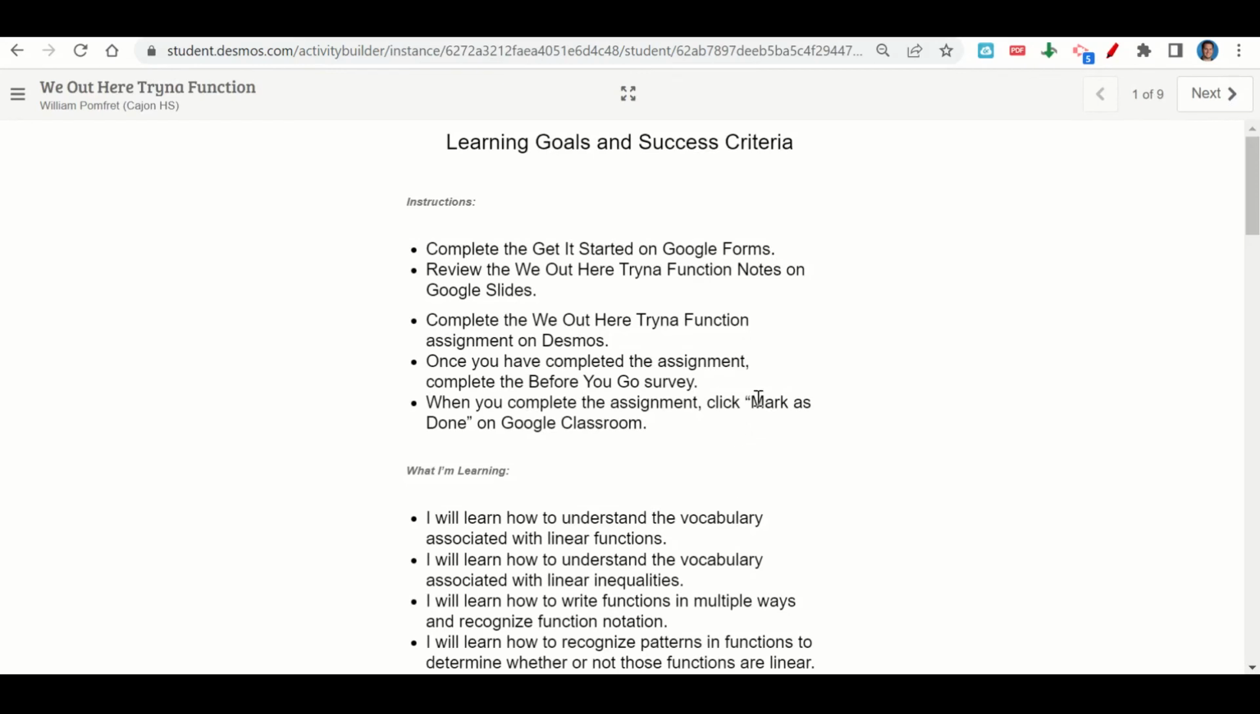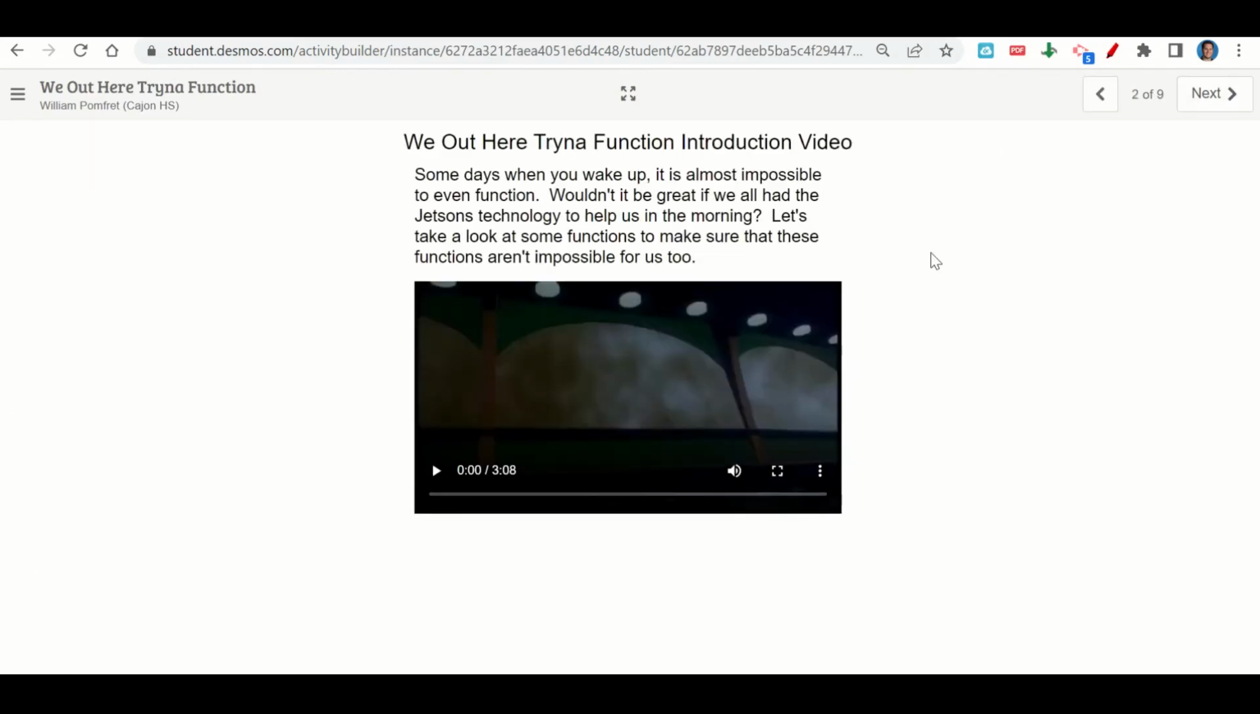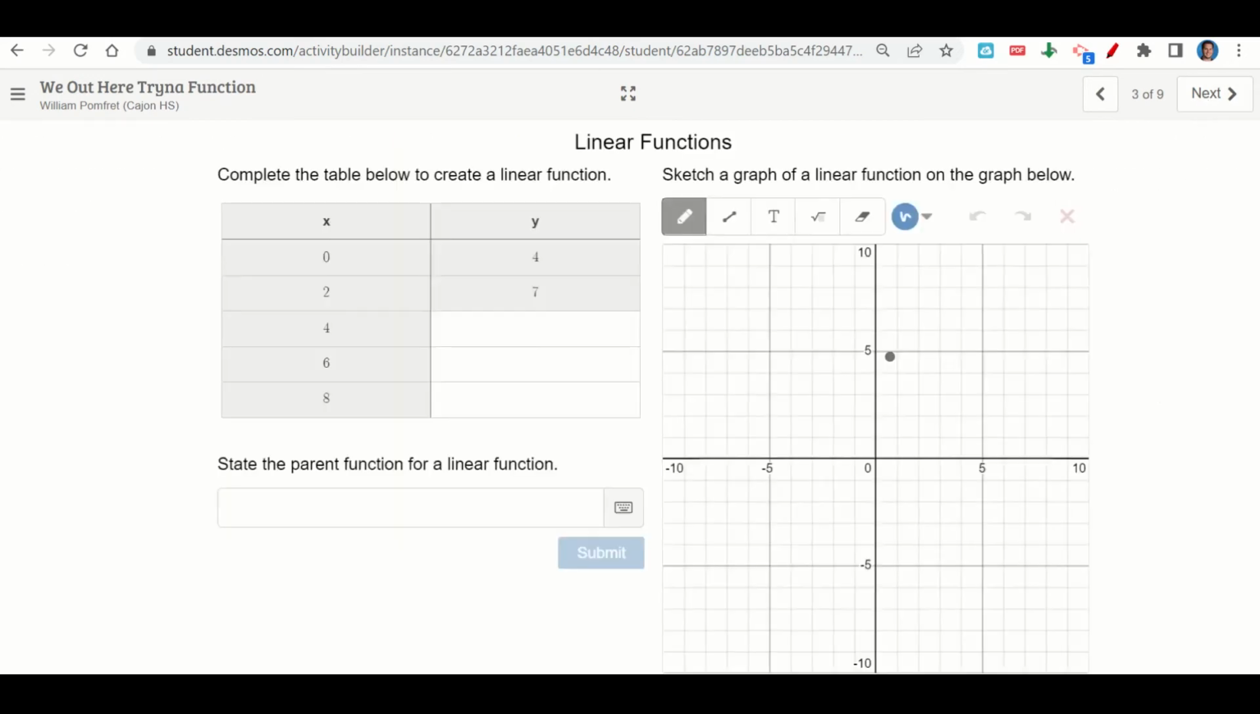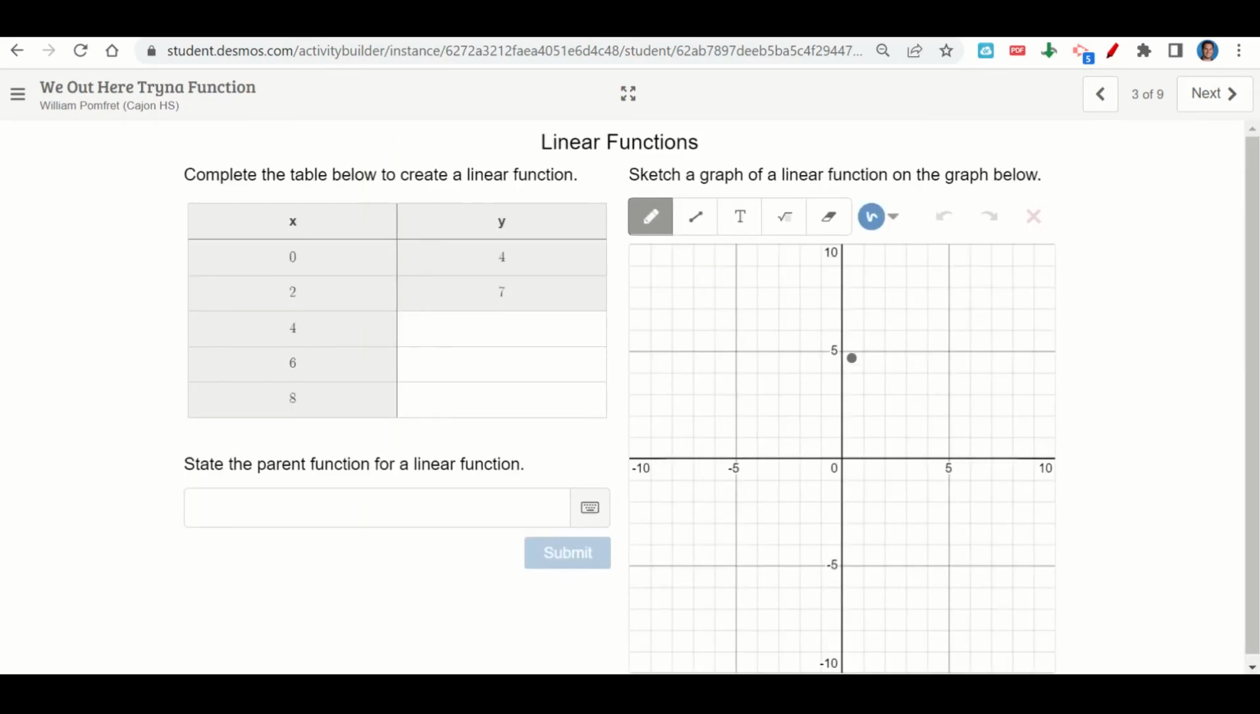The activity begins with the learning goals and success criteria. We'll go ahead and click Next. There's an introduction video here for you to watch. So go ahead and watch that video. Now let's take a look at linear functions.